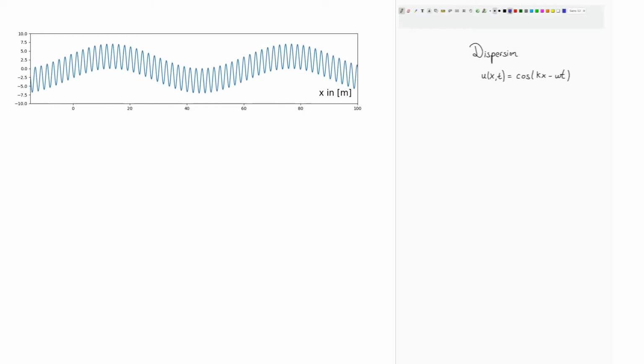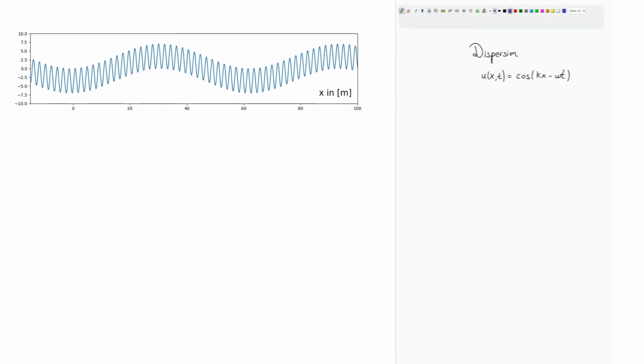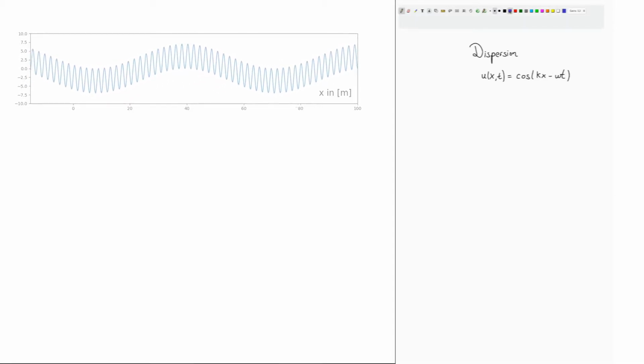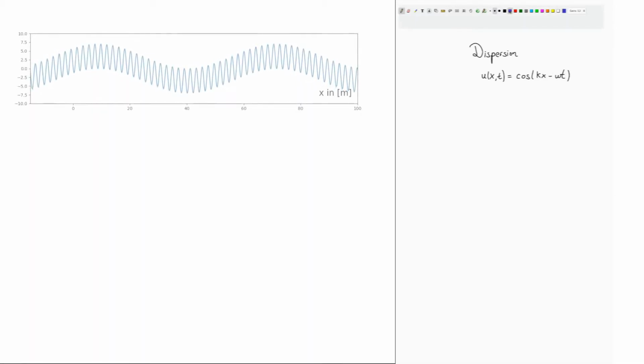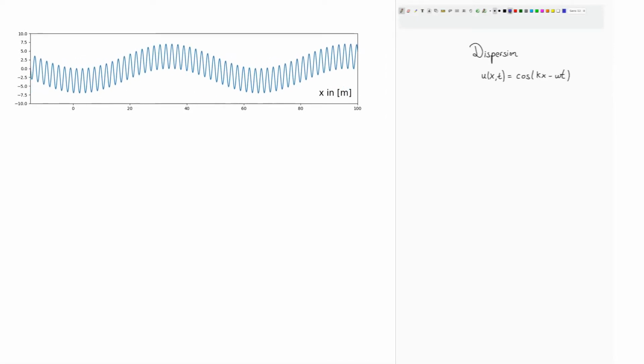First, let's have a look at case 1. Wave A has a high frequency and wave B has a low frequency. And now case 2. Wave A has a low frequency and wave B has a high frequency.